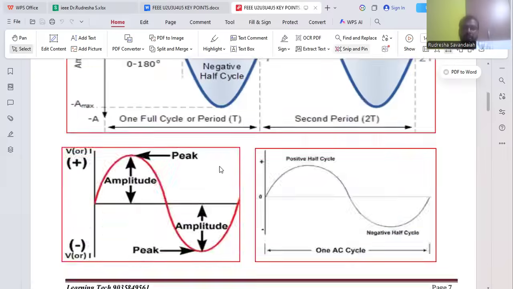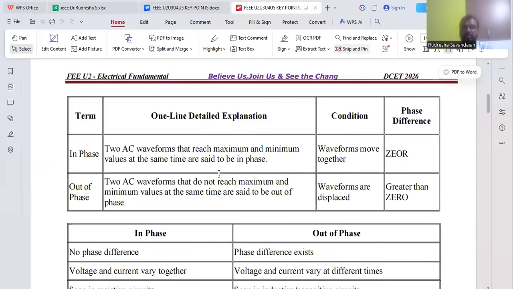In phase: two AC waveforms that reach the maximum or minimum value at the same time are said to be in phase. The waveforms move together, and the phase difference is 0.